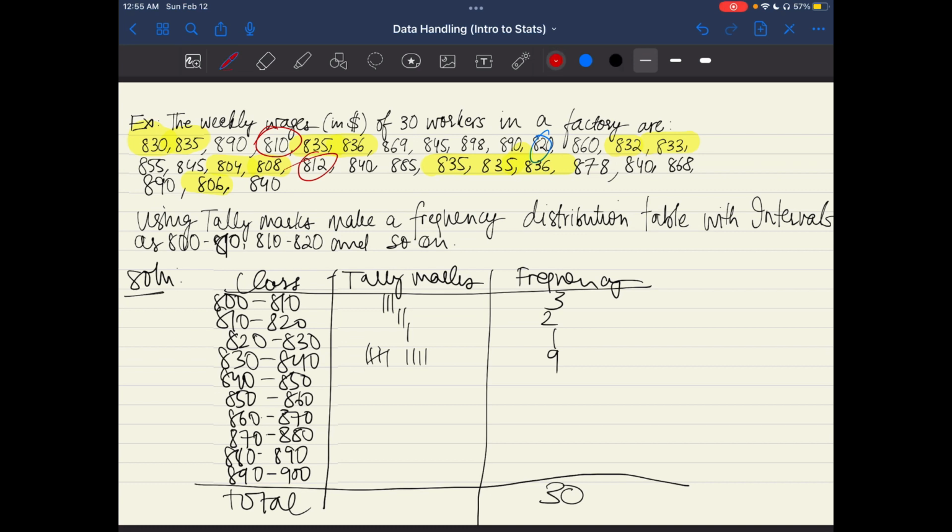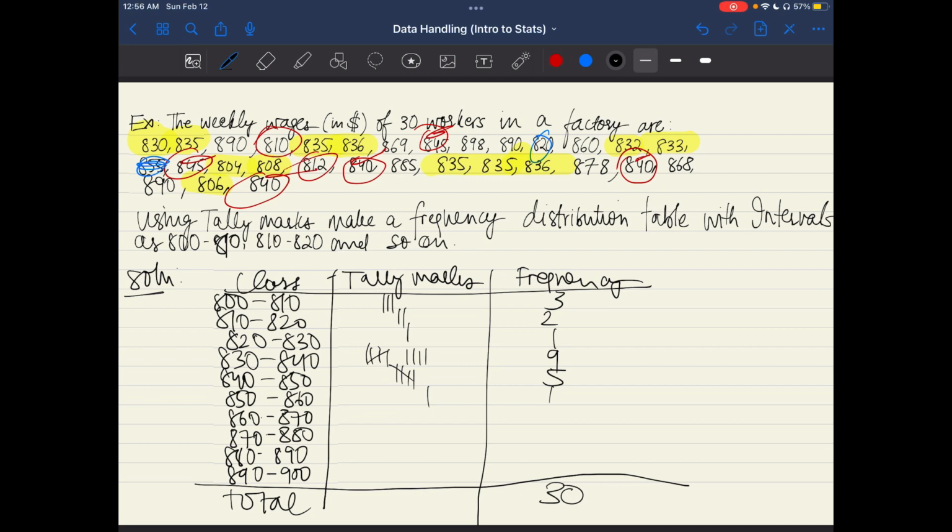And then the next one is 840 to 850. 840 will be included in this one. So 1, 2, 3, 4, 5. The next one we have is 850 to 860. We only have 1, which is 855, so just 1.